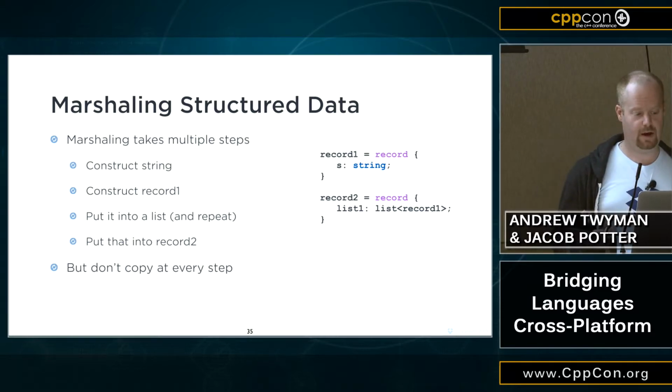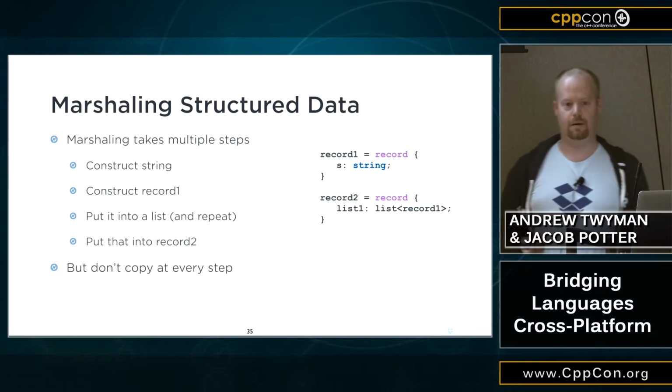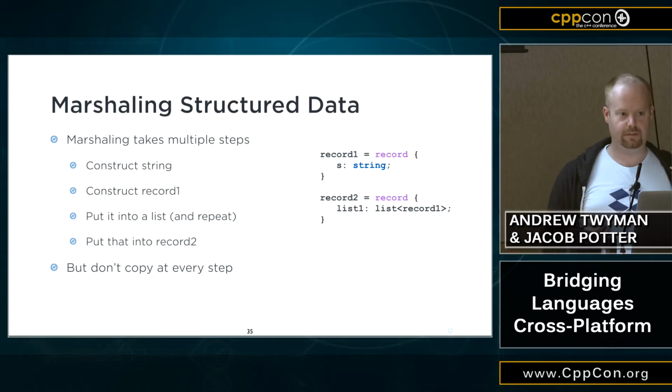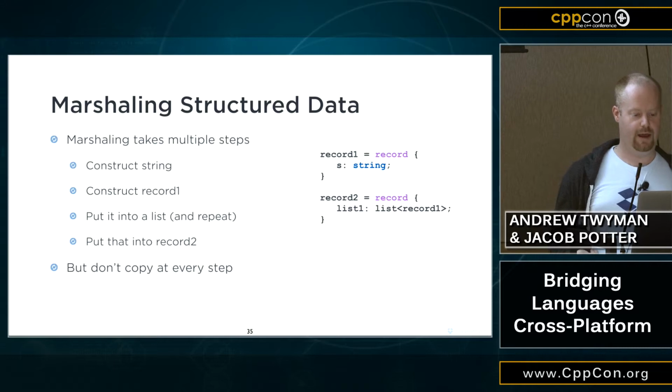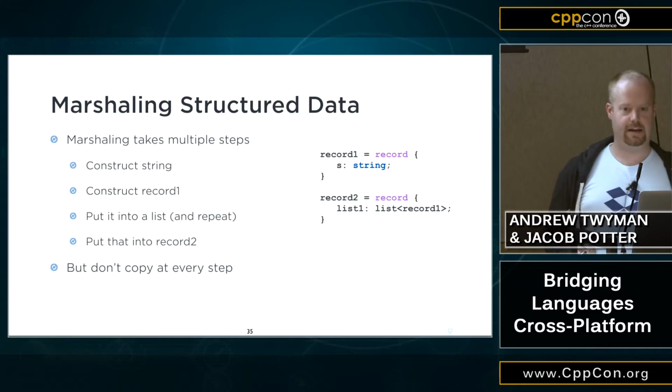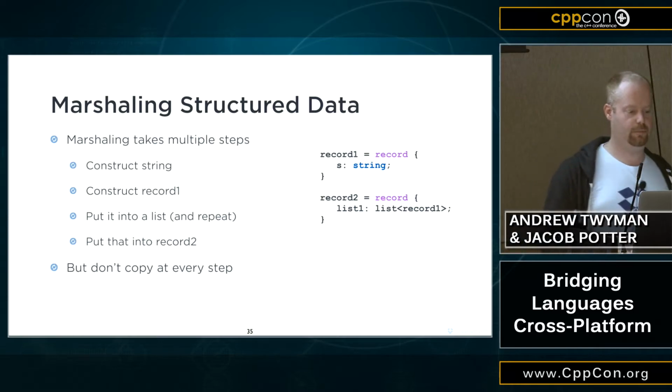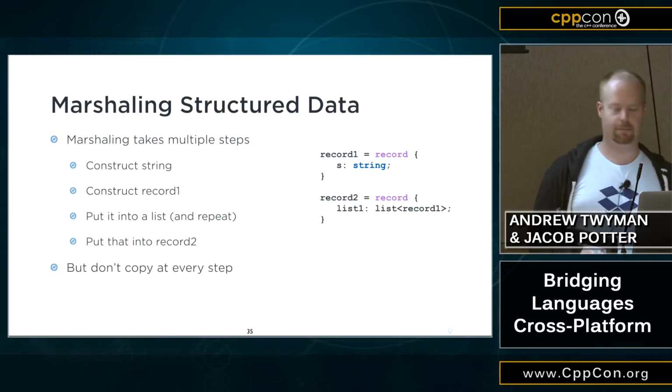But let's move on for now to marshaling of structured data. In CFFI, marshaling a primitive type is trivial. It just does it for us. But what if you have a record containing a list of records, each of which contains a string? All of these need individual marshaling, and you've got to do all these individual steps to get things across the boundary, one at a time.